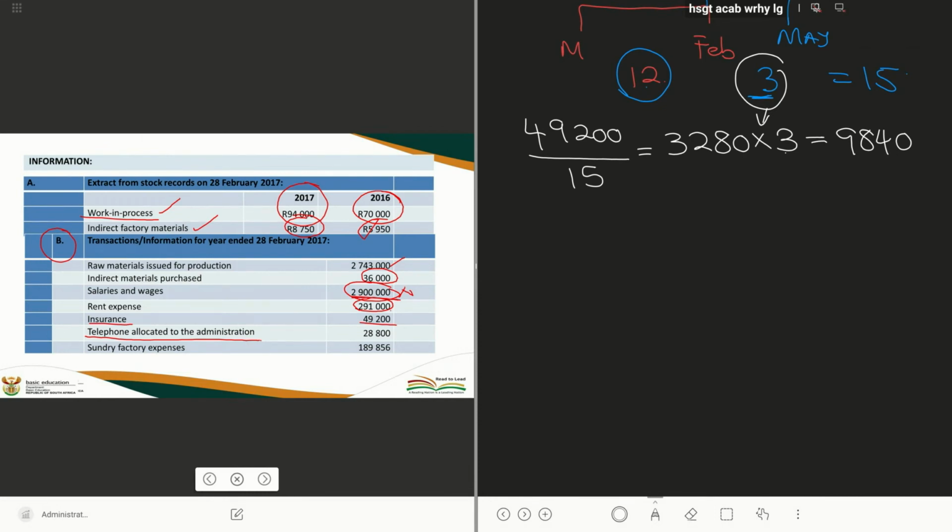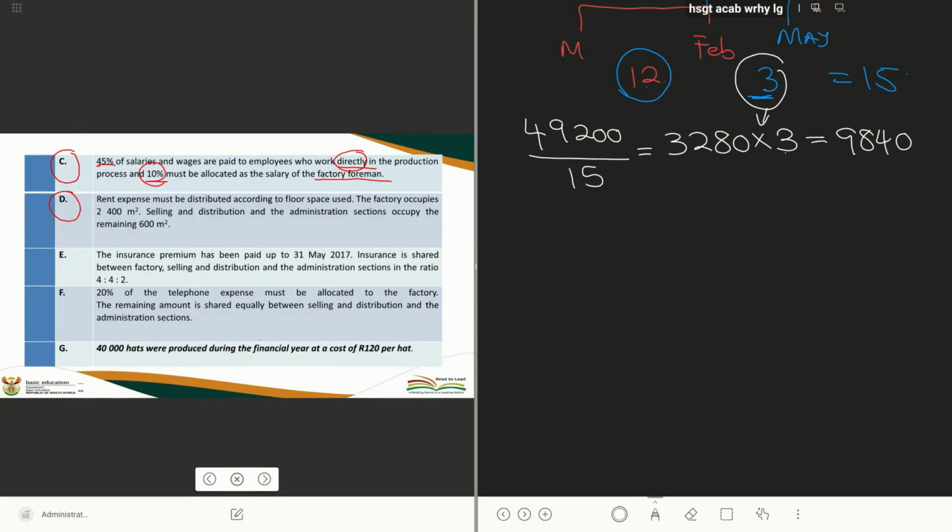Listen to what they say. This telephone amount is allocated to the administration. Now, let's see if they have further information. Remember, we have 3 departments. We have the factory, selling and distribution, and the admin. They say 20% of the telephone must be allocated to the factory. So this must get 20%. And they say the remaining should be shared equally between the selling and distribution and the administration.